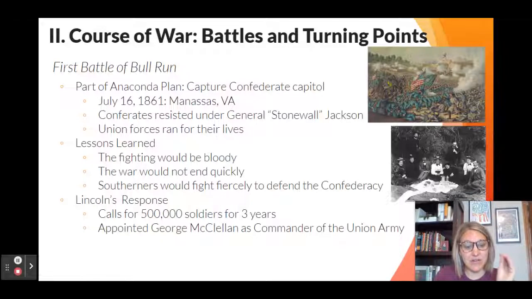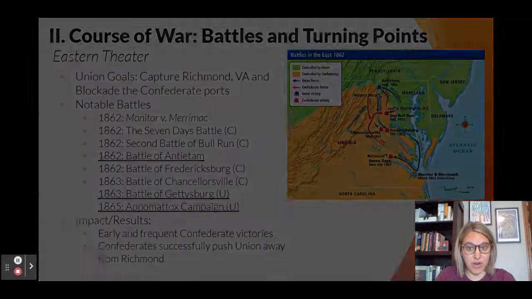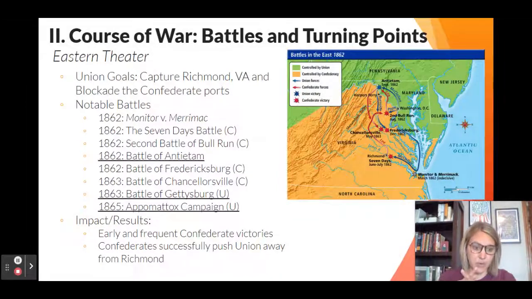But then General Stonewall Jackson, as he becomes known, resisted the onslaught, and the Union forces end up running for their lives. So really the lesson learned here is it's not going to be a short war, and it's not going to be painless. And so Lincoln responds by calling for a much larger military and appoints George McClellan as commander of the Union Army. So we're going to divide the war into 2 separate theaters, the Eastern Theater and the Western Theater.